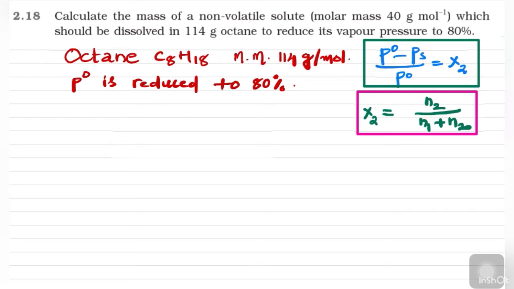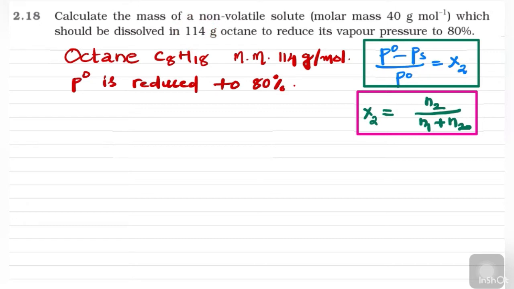Here, first we should know what octane is. Octane is C8H18, whose molar mass is 114. Fortunately, the weight given is also 114. So we just plug in the values.